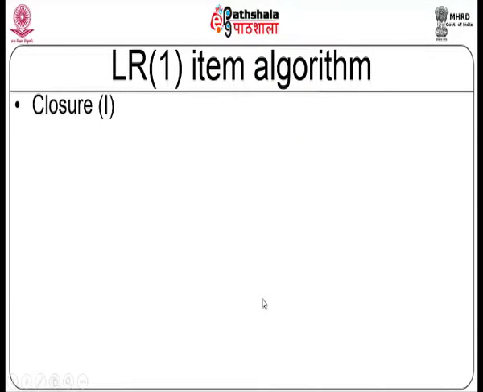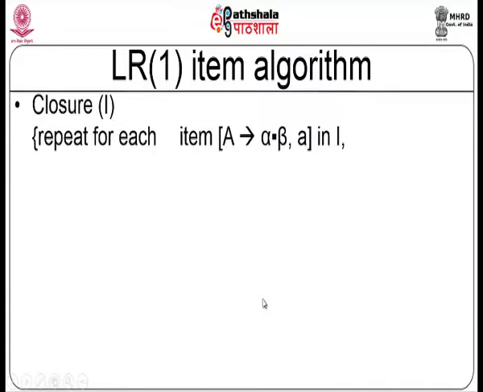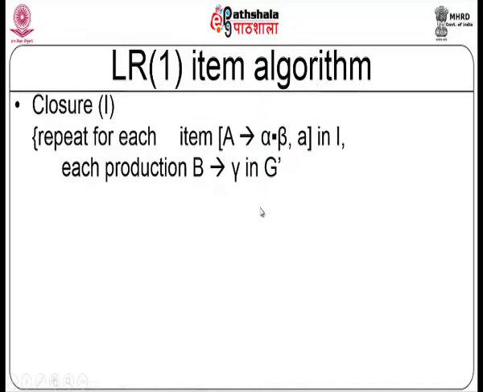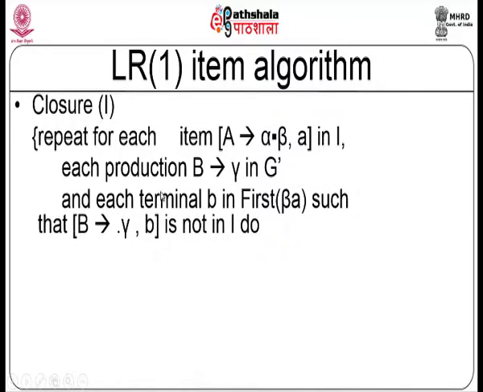Let us look at the LR(1) item algorithm. Again, it involves closure, goto, and item set construction. Closure of I is first called, and you have to repeat for each item of the form A produces alpha dot beta comma a present in item set I, for each production B produces gamma in G dash, and each terminal b in first of beta a, that is, after the dot, whatever I have here along with the terminal a, such that B produces dot gamma comma b is not in I, do add this item to the item set.